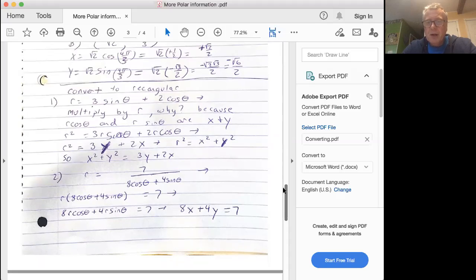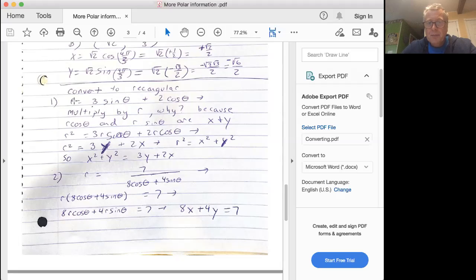So unfortunately, x is equal to r cosine theta, and this is just a cosine theta. And y is equal to r sine theta, and this is just a sine theta. And I'm not sure what r is equal to. I know r squared is equal to x squared plus y squared, but I don't know what r is. So I'm going to multiply everything by r. Okay?